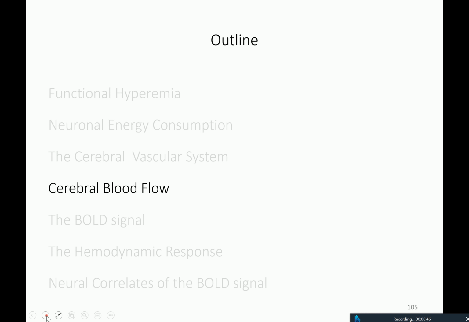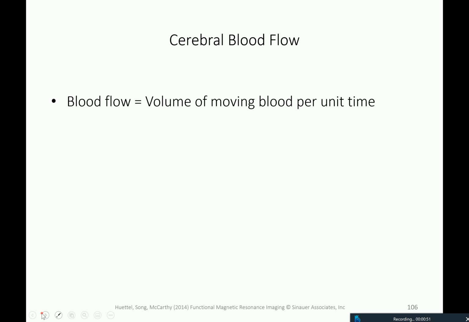As you can tell, I'm always looking for the English words because I'm not used to talking about this that much over the course of the year, hence I sometimes struggle to find the words. Anyway, so cerebral blood flow.